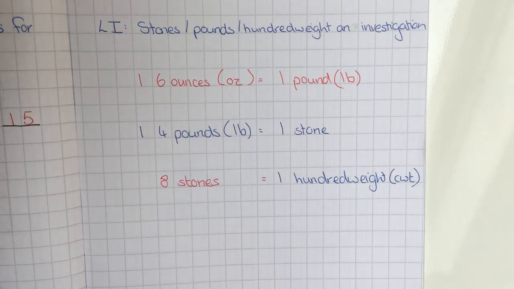Now as far as the teaching goes, these 3 lines are it. Okay, so you need to learn these facts off in order to complete the work. So we will begin with 16 ounces. Now ounces is still used today, and so is pounds. Every 16 ounces is equivalent to 1 pound. Underneath that we have 14 pounds, and that is equivalent to 1 stone.